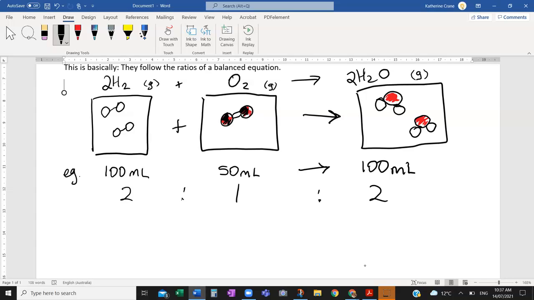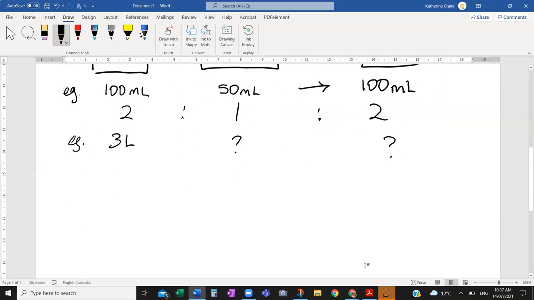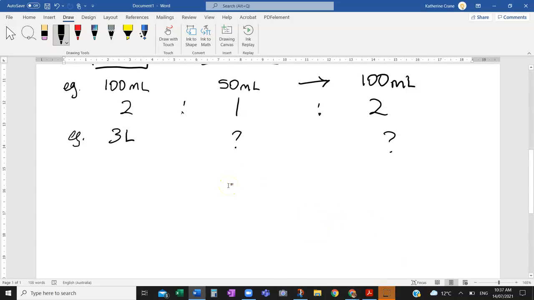Again, if you were given a question where you were told you had 3 litres of hydrogen gas, how much oxygen gas would you need? How much water gas would you make? The way you would do this is you would go, okay, I know my volume of H2 is 3 litres, and I know that my volume of H2 equals my volume of H2O in this, so that means I have 3 litres of H2O.